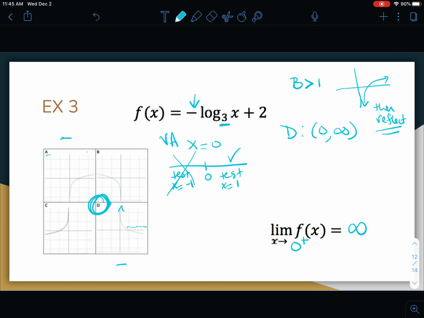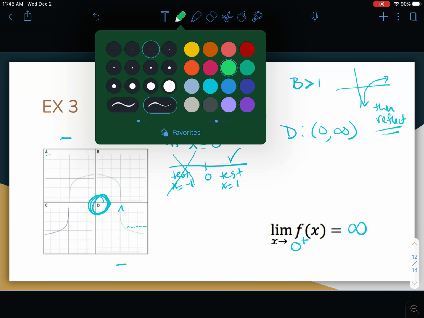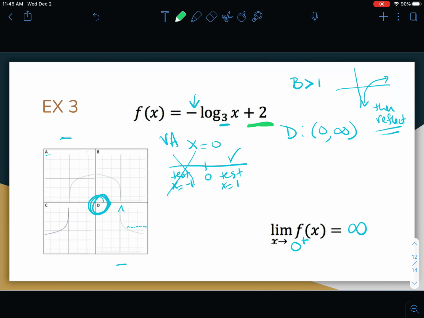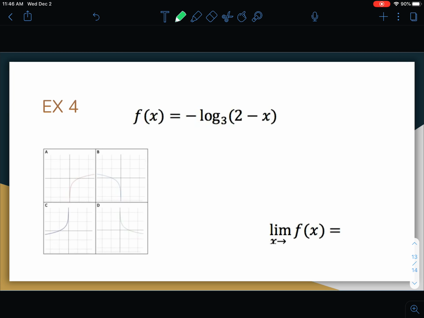Now the difference with this one is looking at this plus 2. All this does is bring your graph vertically up 2. It does not affect the domain. It does not affect that end behavior. So that is all going to remain the same. So with this example, that's actually not going to have any bearing on your limit statement or on the domain of your graph.